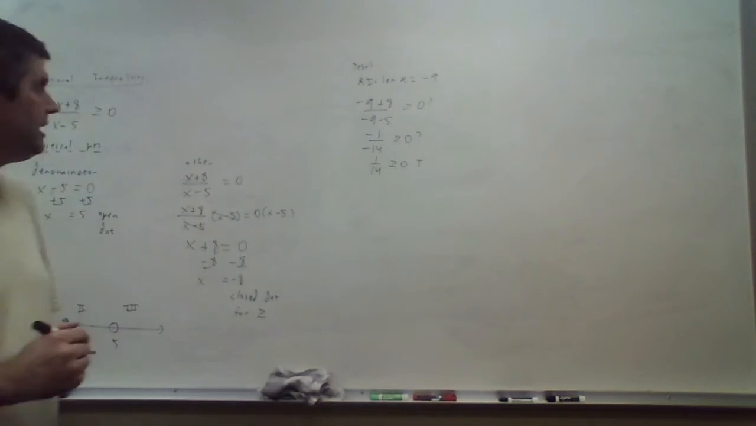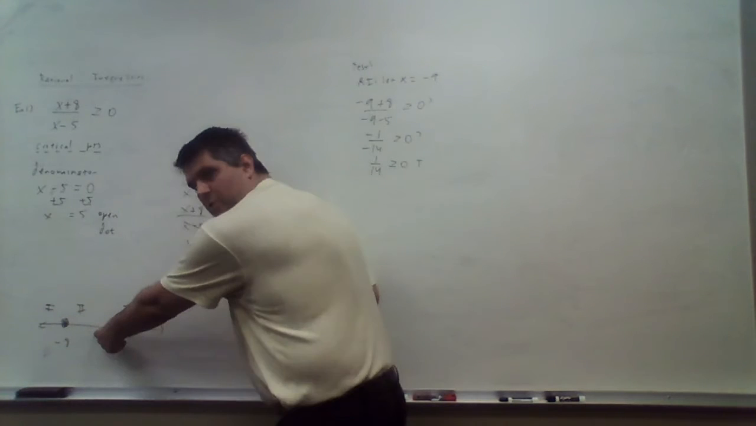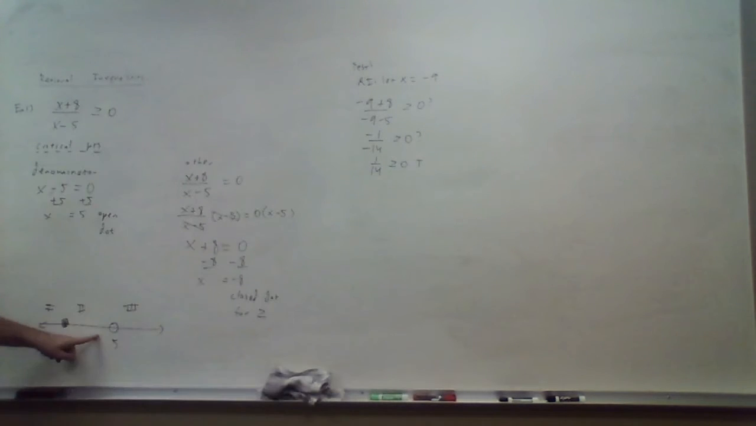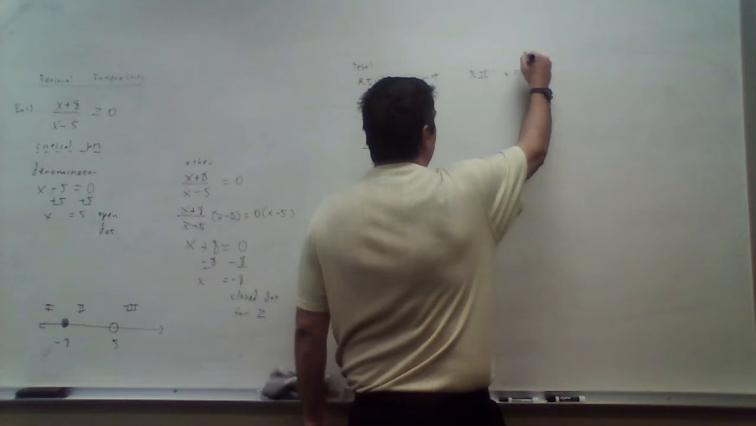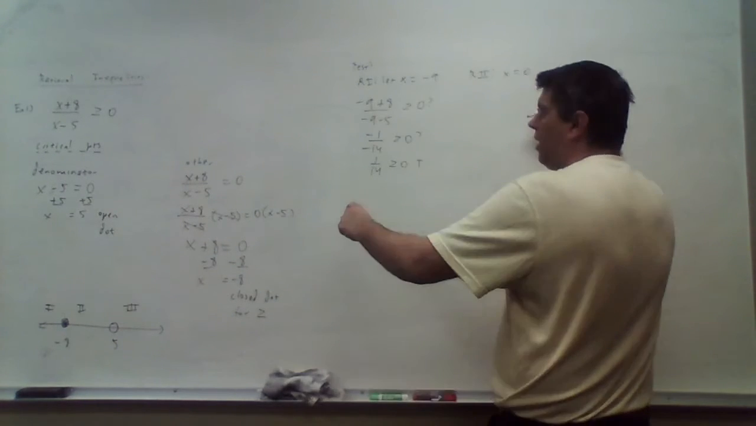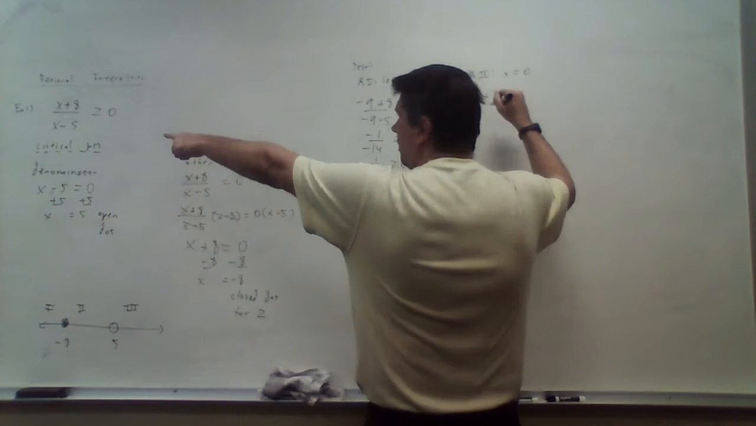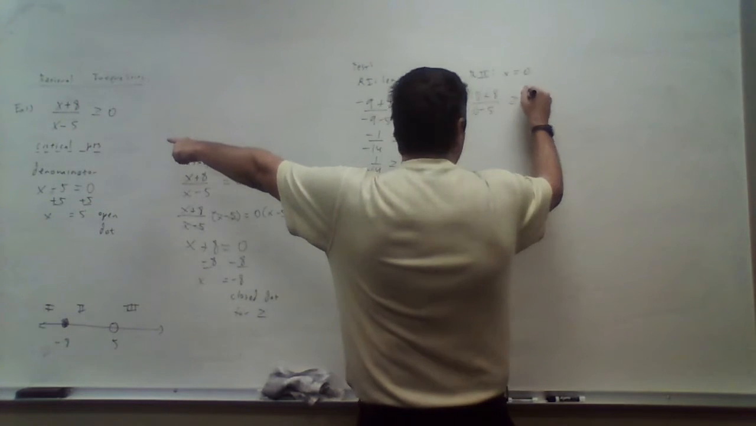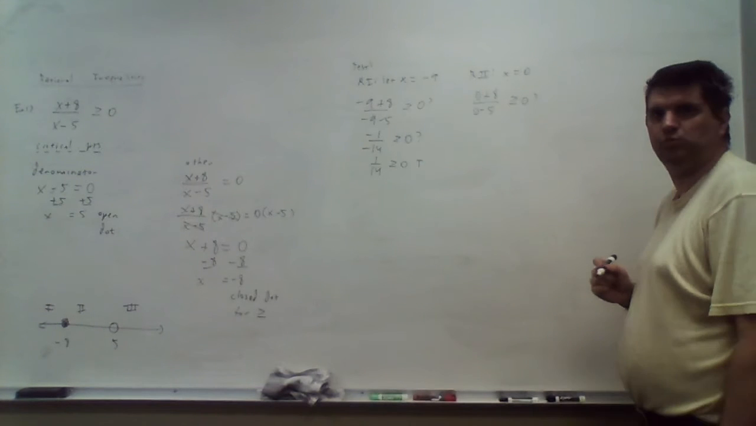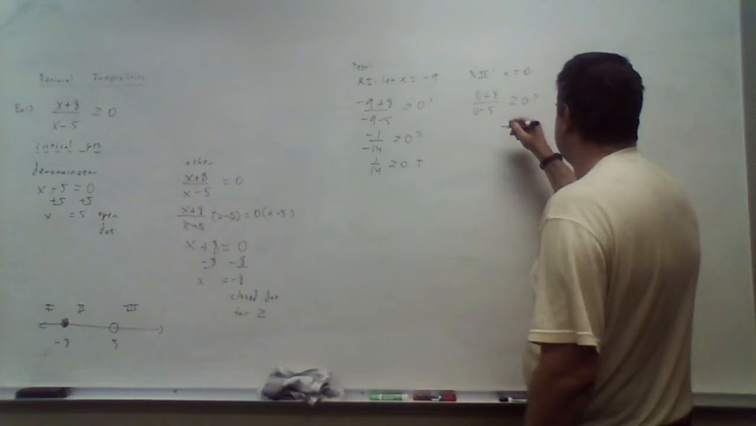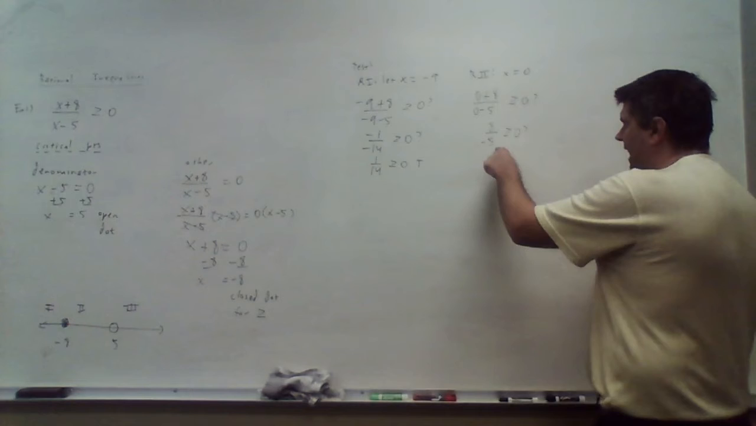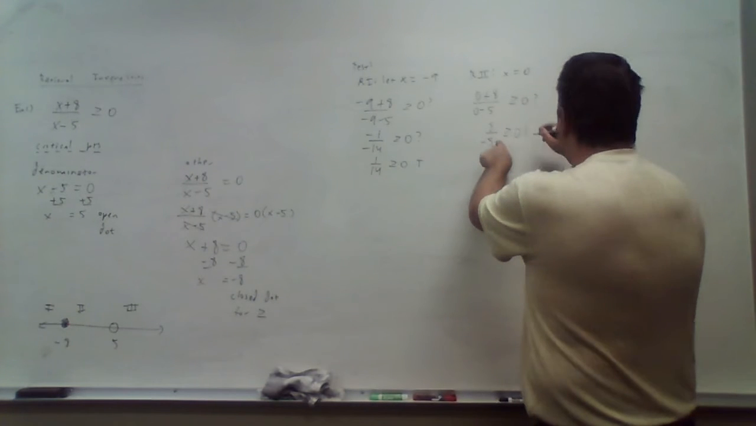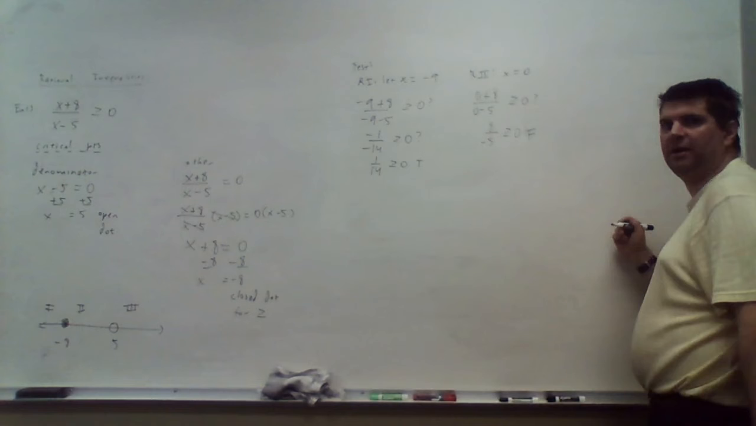Okay? Next step, we'll test region 2. Region 2 has 0 in it, so we'll let x equal 0. So I want to know if 0 plus 8 over 0 minus 5 is greater than or equal to 0. That's 8. That's negative 5. And that's a negative number being greater than or equal to 0. That's false. Negative numbers are never greater than or equal to 0.